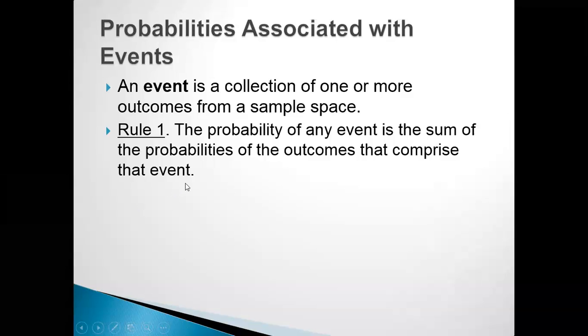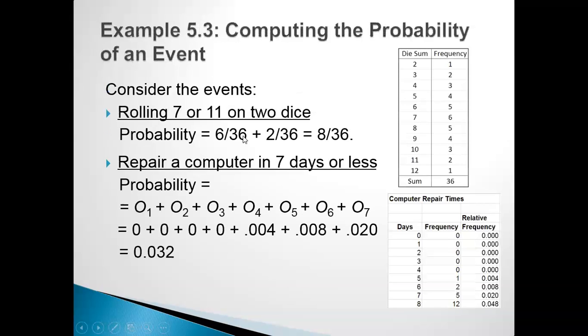So whatever the event, whatever outcomes are there in a particular event, if I want to know the probability of that event, the probabilities of all the outcomes in that event add up to the probability of that event. The example is on your screen.